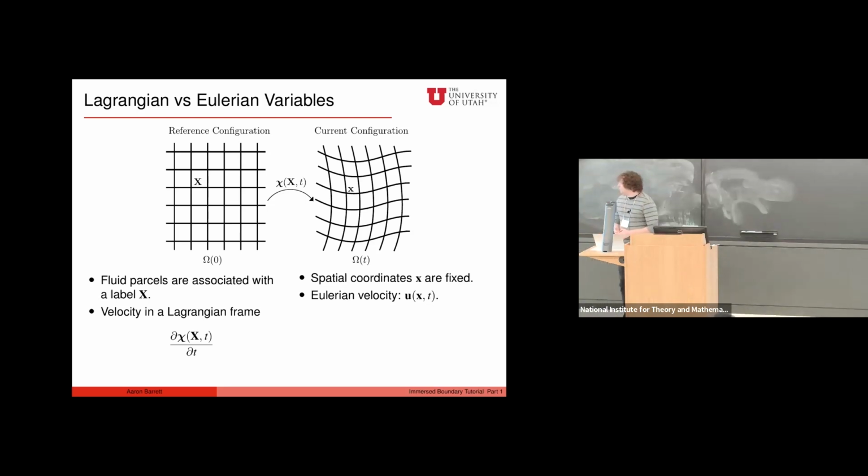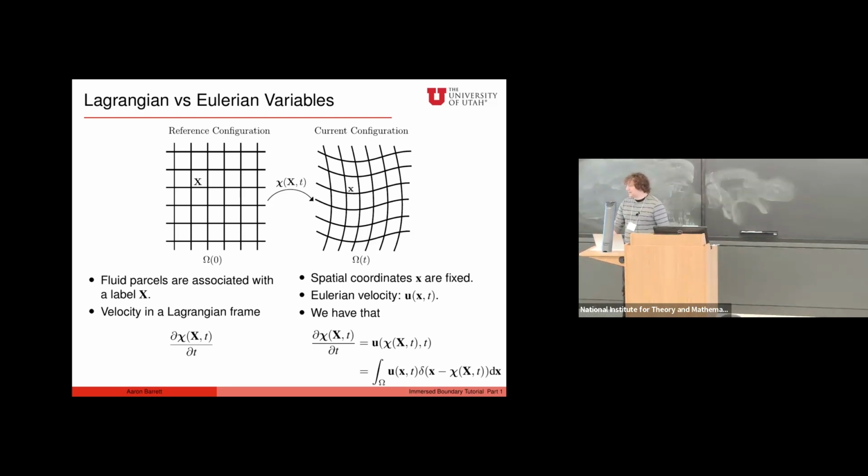In an Eulerian frame, we're working in a current configuration, where the spatial coordinates are fixed, and we talk about a velocity field at those locations. If we want to interchange between the velocity in a Lagrangian frame and the velocity in an Eulerian frame, our Lagrangian velocity is the time derivative of chi. We can just evaluate our Eulerian velocity at the current location of the structure.